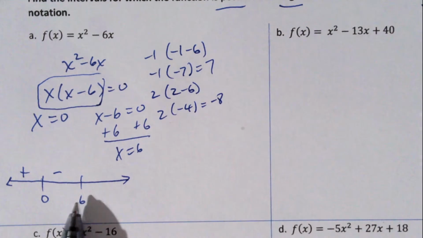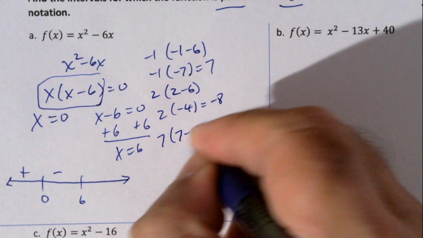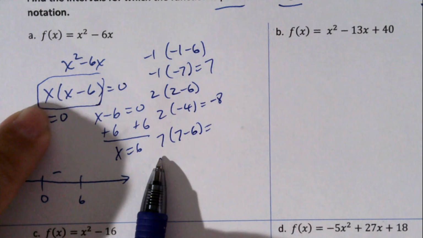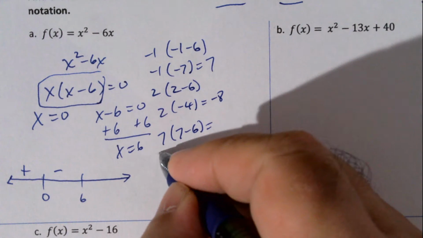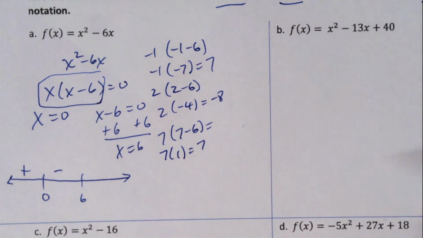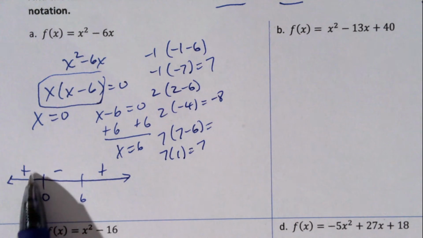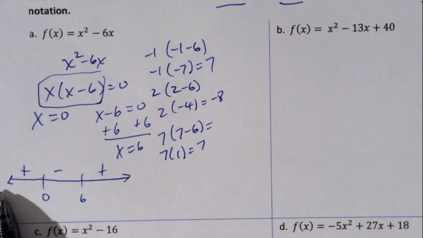Now we plug in a number to the right of 6, say 7, so it's 7 times 7 minus 6. Replace each x with 7. So 7 times 1, which is positive 7. So it's positive. These numbers here, negative 1, 2, and 7, are representative numbers of each region. That one number represents the entire region.